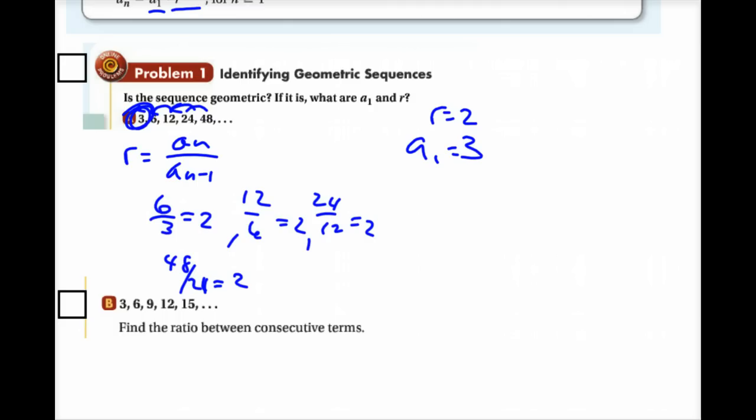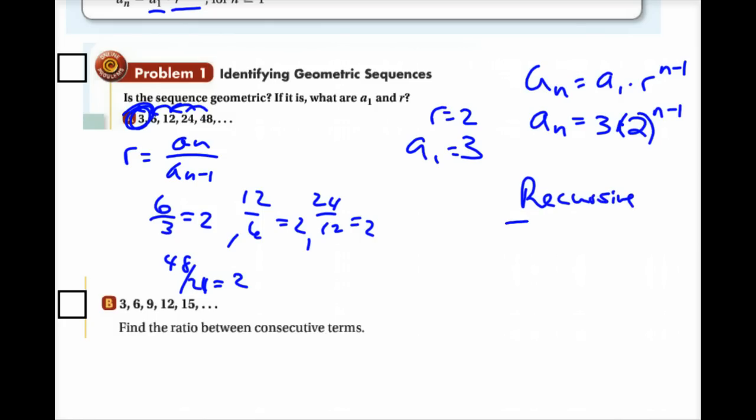If I was going to write an explicit formula for this, it would be a sub n equals, and I just plug in what I know. a1 is 3, r is 2. To play it safe, you might want to always put r in parentheses, because if r is negative, you need to have parentheses. If I was going to do a recursive one, that would be a sub n equals a sub n minus 1 times r, and r again is 2, and then you tell me what a1 is. So that's all there is to recursive.